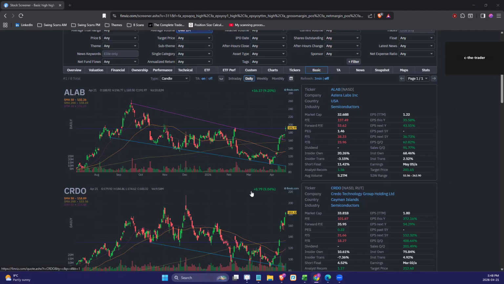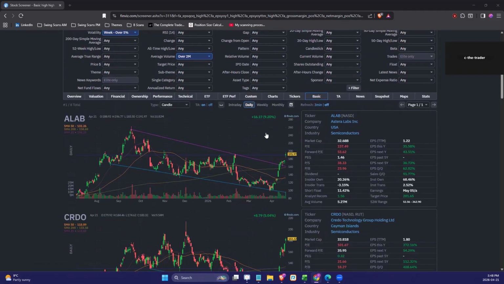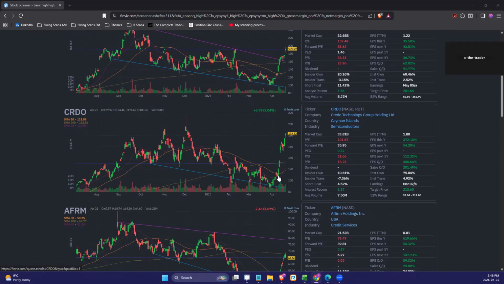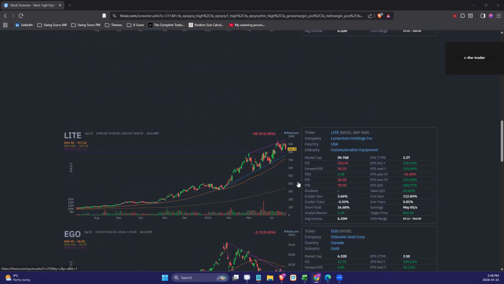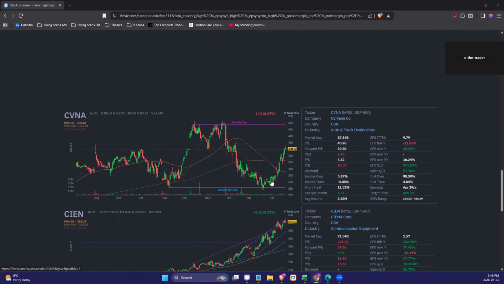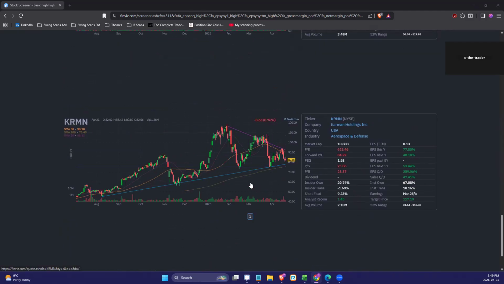So this is my best of the best scan: positive earnings, future estimates, margins up, performance up. A-Lab, this looks good. This was a good day to buy here. CRDO, this was a good day to buy. Now it's just extended. Firm, Light, Ego, Carvana. This was a good day to buy down here. Ciena. No, I don't see anything notable here yet.